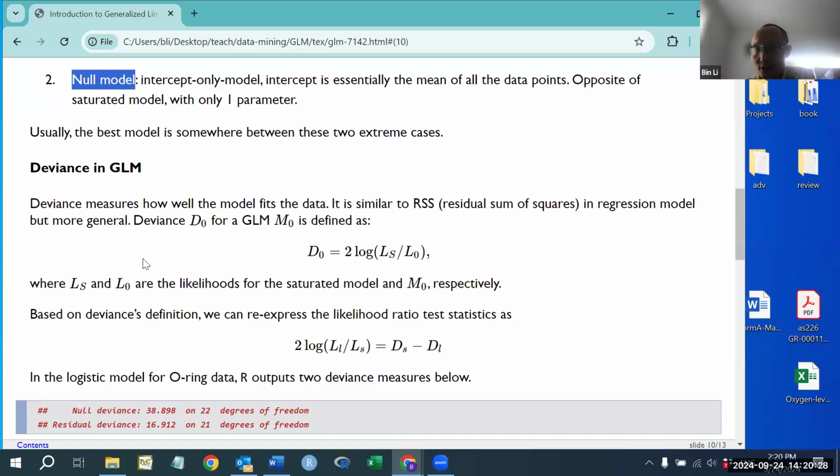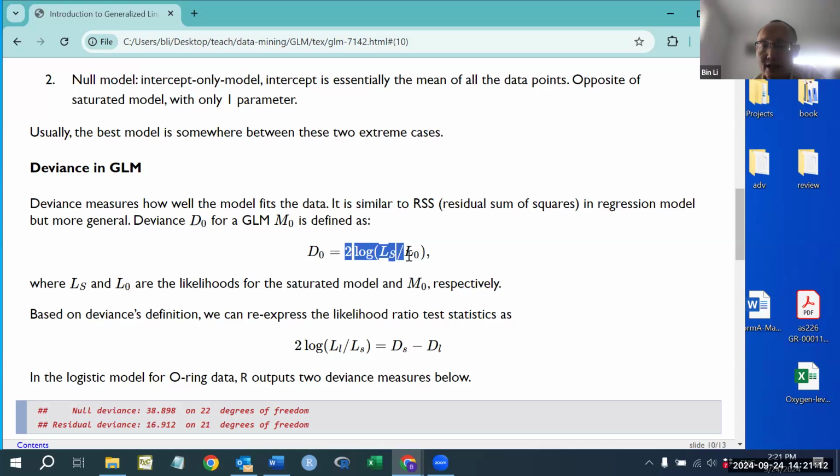Now there's a very important concept in the GLM called the deviance. So what is the deviance? Deviance measures how well the model fits the data. It's like the residual sum of squares or the SSE in the regression models. But deviance is better than the RSS or the SSE because deviance is more general. It includes the RSS or the SSE as a special example. The deviance is defined as 2 times the log of LS over L0.